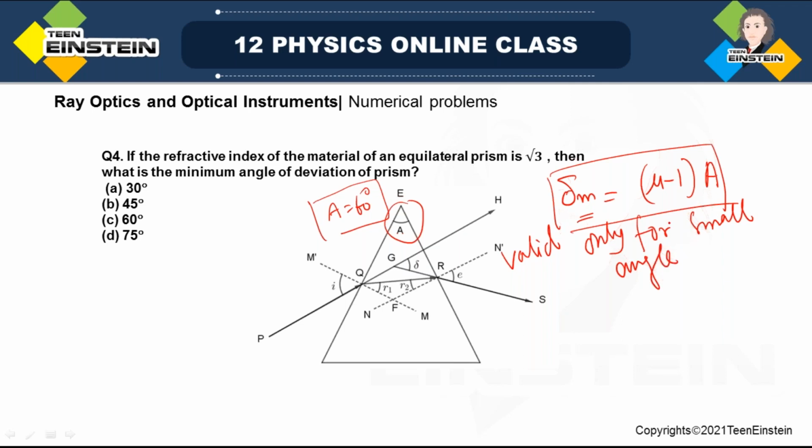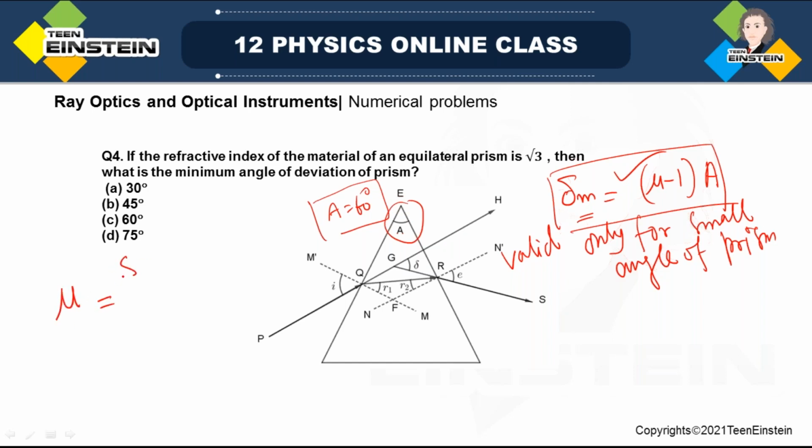When A is very small, delta also will be very small. Small angle of prism. When A is a small angle, that time this formula is valid. Otherwise, there is another formula which relates the refractive index, minimum angle of deviation, and this angle of prism.